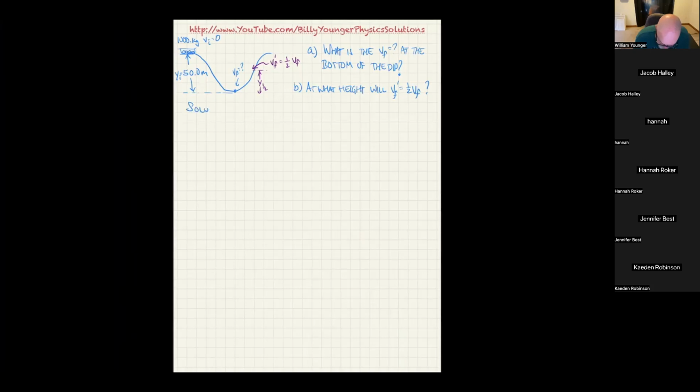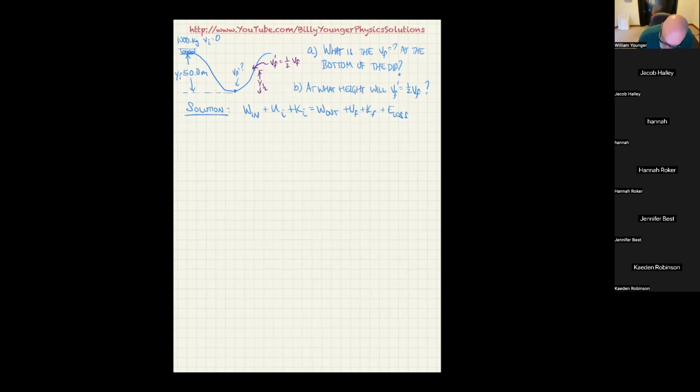So solution. I'm going to say work in plus U initial plus K initial equals work out plus U final plus K final plus E loss. We're going to assume that air resistance and friction are negligible. I'm going to assume that it started at rest. I'm going to assume that no work was put in during the time period that we're looking at this, and no work was taken out, no energy was lost, period.